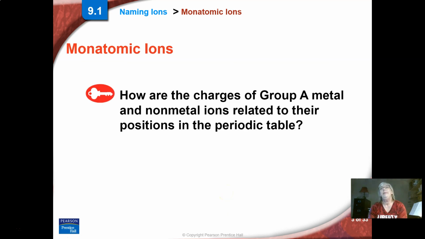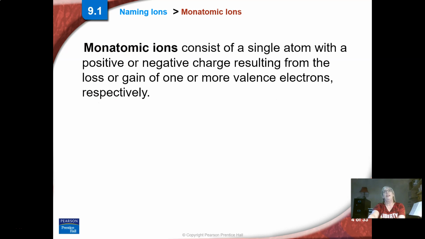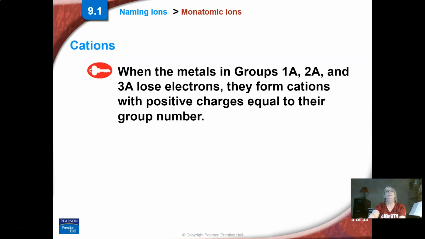So remember, the group number helps you figure out the ion charges. So we have to use a periodic table to figure out a lot of these things. So monatomic ions are ions that have one atom and they have a charge to them. So this is all the group A metals and nonmetals that we're talking about on the periodic table. So you might want to grab a periodic table to look at. They contain one atom, and they either have a positive or a negative charge, and it's based on their valence electrons. So we have to know their group number.